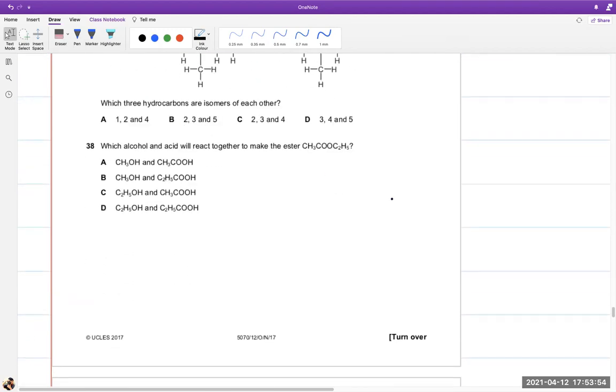Which alcohol and acid will react together to make this ester? अब ester के लिए आपने ये ध्यान में रखना है कि the side with the O is coming from the alcohol and the side with the CO is coming from the acid. So acid कौन सा होगा? CH3COOH. और alcohol कौन सा होगा? C2H5OH. Ethanol, ethanoic acid. Those are the ones responsible for this ester, and it is ethyl ethanoate. So आपके पास C आंसर होता है इसका.